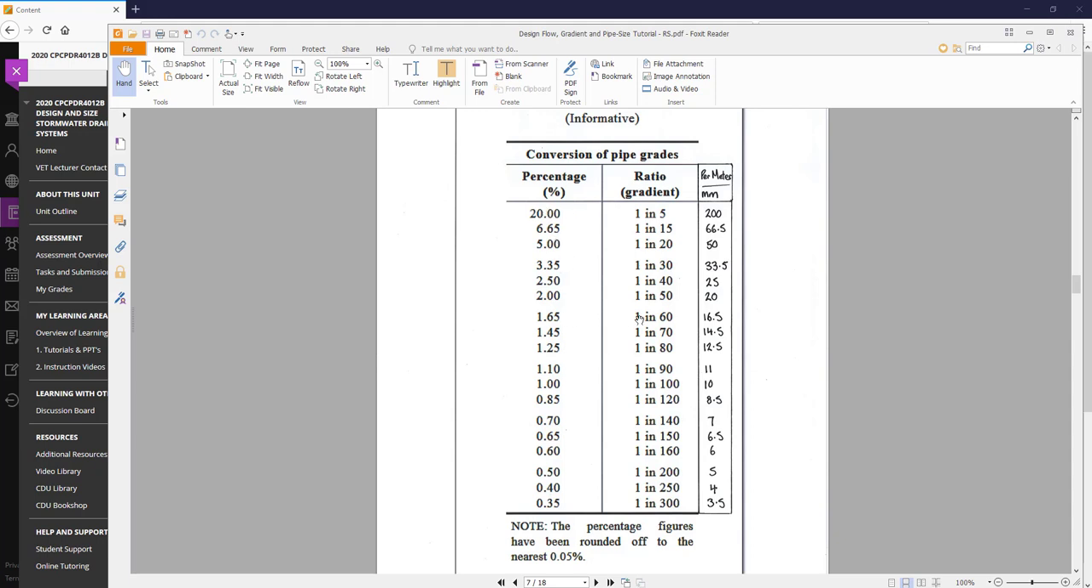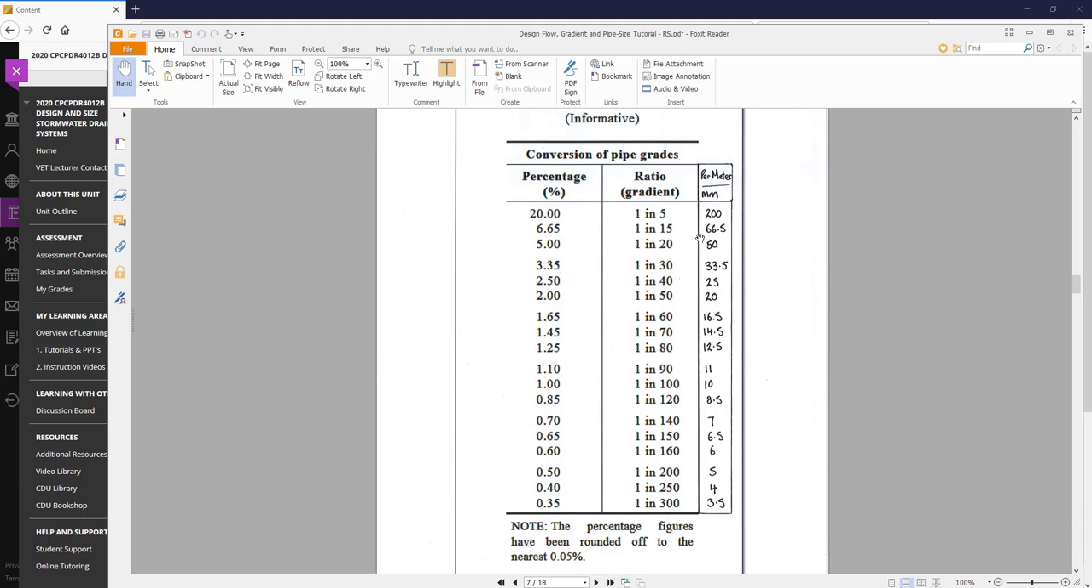So all of you should be familiar with 1 in 60, which is the minimum grade for our sanitary pipes. And we all know that for every metre it's 16.5 millimetres per metre. So for every metre we've got to allow 16.5 millimetres. That's where the 1.65% comes from. And that's how we work it all out. So if the grade were 1 in 100, it would be 10 mil. If the grade were 1 in 160, it would be 6 millimetres.